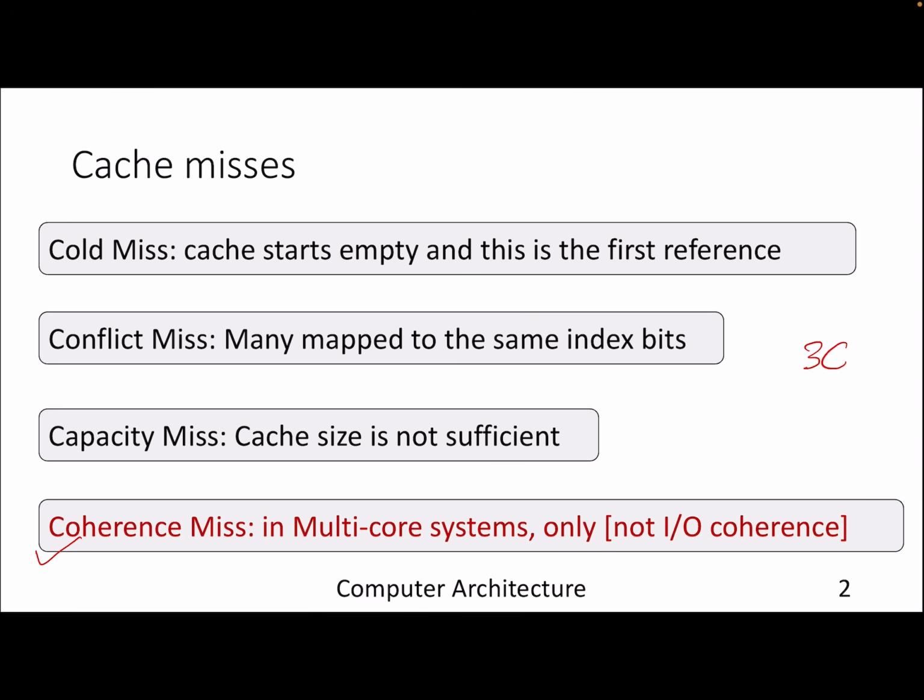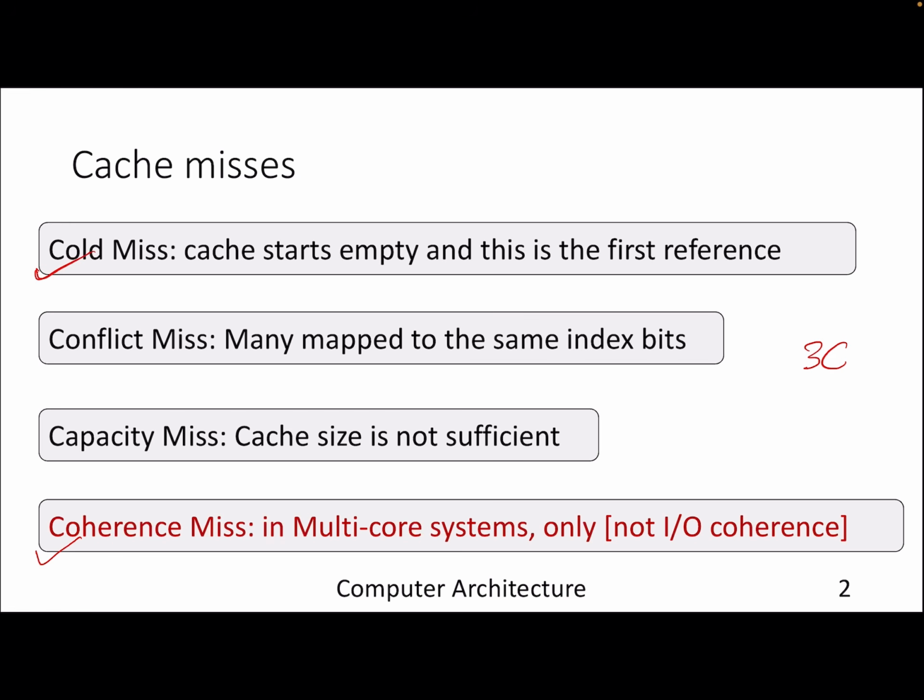So the first one is known as the cold miss or the compulsory miss, and this happens because when you boot up your system, your cache contains nothing. Remember, these are volatile memory. They don't store data once you power off your system. So the very first access to any particular address will get you a miss, and that is the cold miss or compulsory miss.